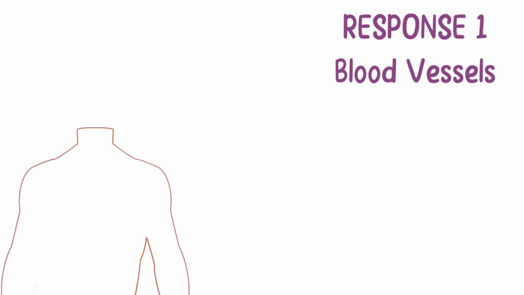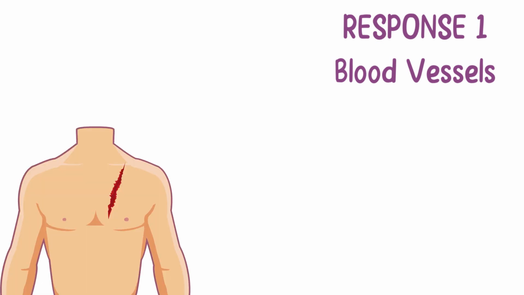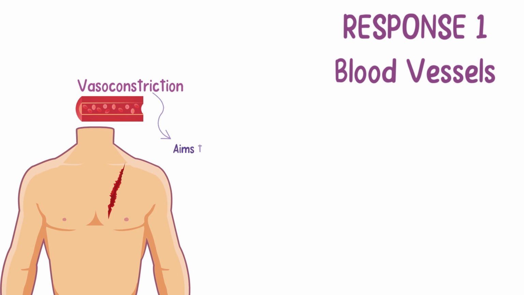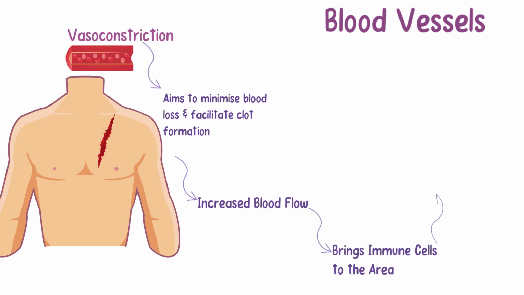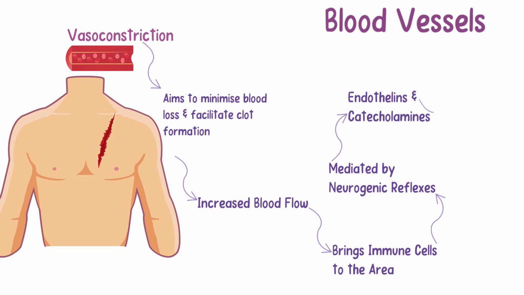Let's continue with our previous example of a cut on the skin. The blood vessels first undergo vasoconstriction, but then they quickly relax and undergo vasodilation. The initial vasoconstriction in acute inflammation is a brief reflex response aimed at minimizing blood loss and facilitating clot formation at the site of injury. It prepares the blood vessels for subsequent vasodilation, which increases blood flow and brings immune cells to the area. This phase is mediated by neurogenic reflexes and substances like endothelins and catecholamines.